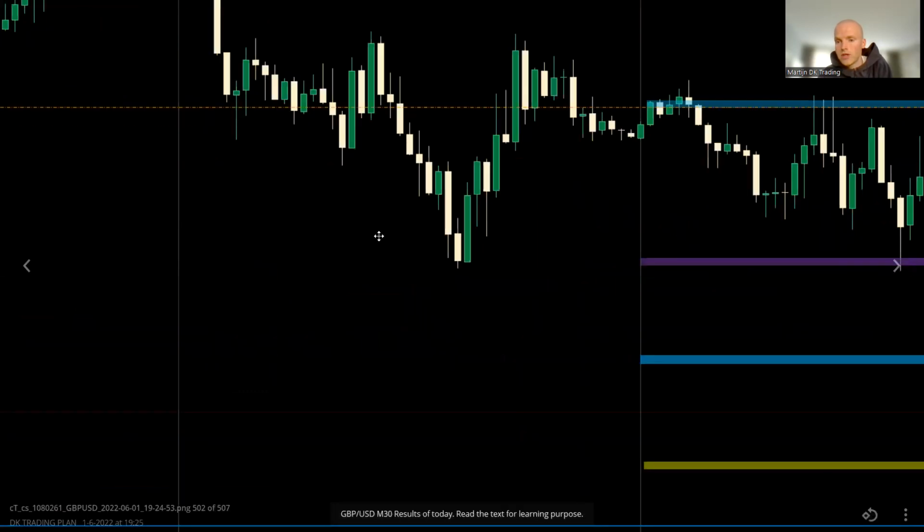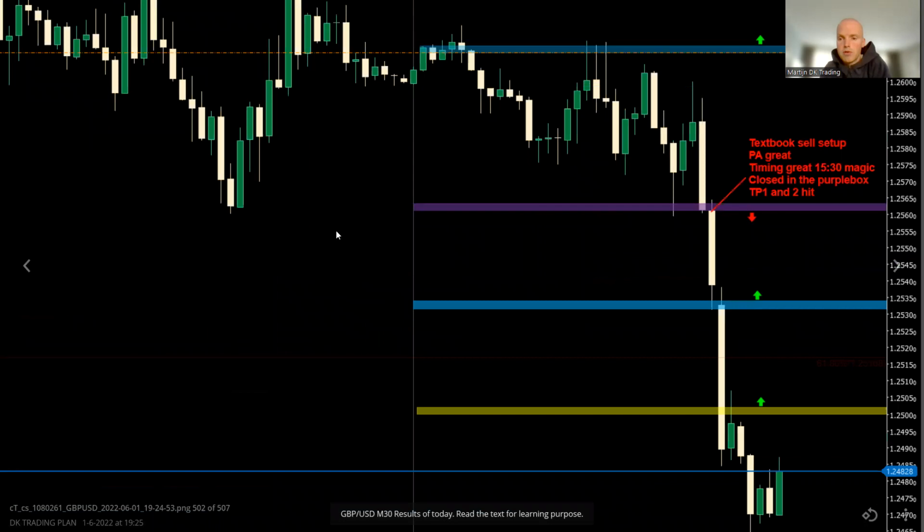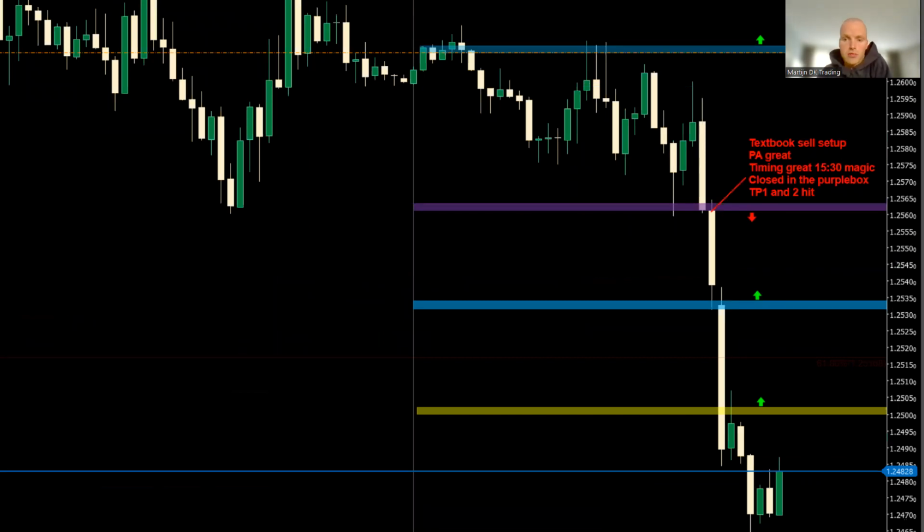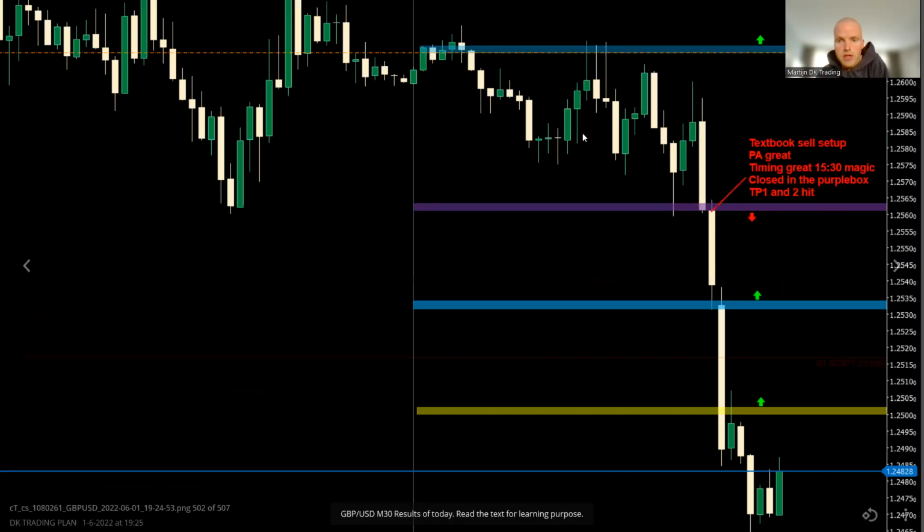So only one great textbook setup from the purple. Price action great, right? We got a lot of work being done right here at price moving up, down, making lower lows, right, and higher lows, and that's all good. So timing great, 15:30, magic for me, 3:30. Closed in or under the purple box, depending on where you had it placed. And we got a good signal from it. Good retest towards the upside.